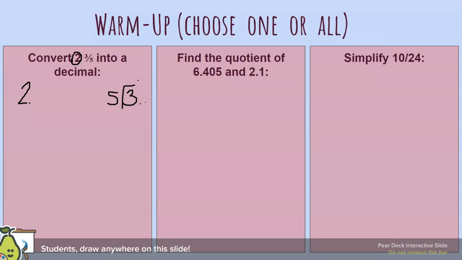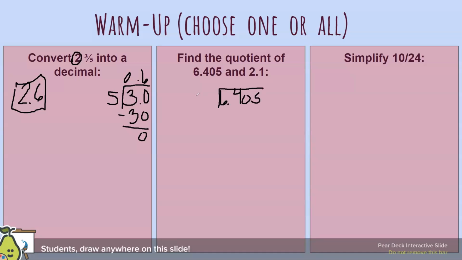Decimal goes up and a 0. 5 doesn't go into 3, but it goes into 30 6 times. And so we end up with 2 6/10. And that's it. The quotient of 6.405 thousandths. So that means division. That's what quotient means. It means to divide. We need this outside number, that's the divisor, to be a whole number.